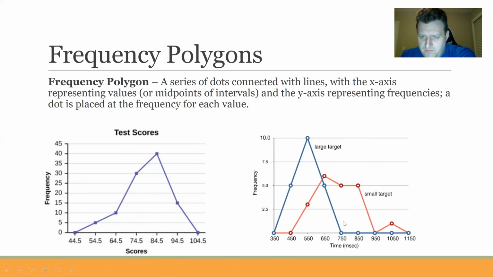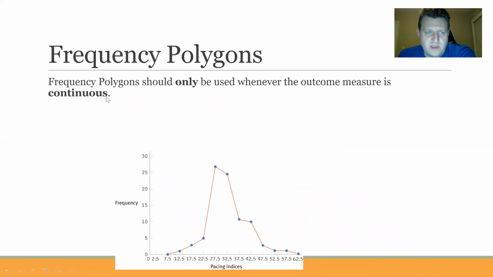Here's another example. We have two frequency polygons on top of one another. We have the reaction time, which again is a continuous variable, and again, it is something that is a scale measure. And we have frequency polygons for an attention task where we have a large target that the subject is supposed to note and a smaller target. It makes sense that the large target is easier to identify, so the average reaction time is much quicker than that for the small target. Frequency polygons should only be used when the outcome measure is continuous. That's what I was mentioning earlier.